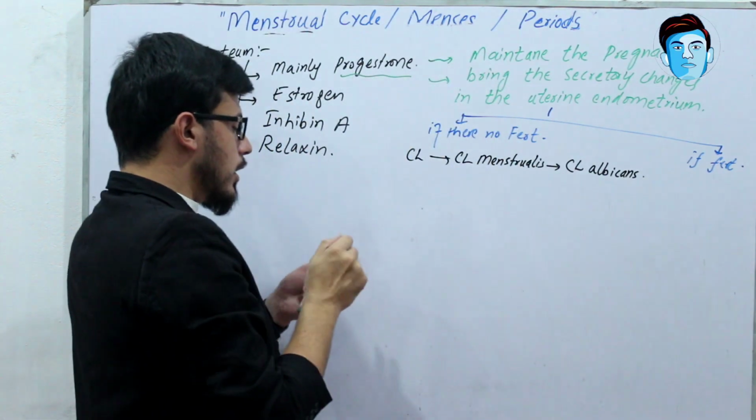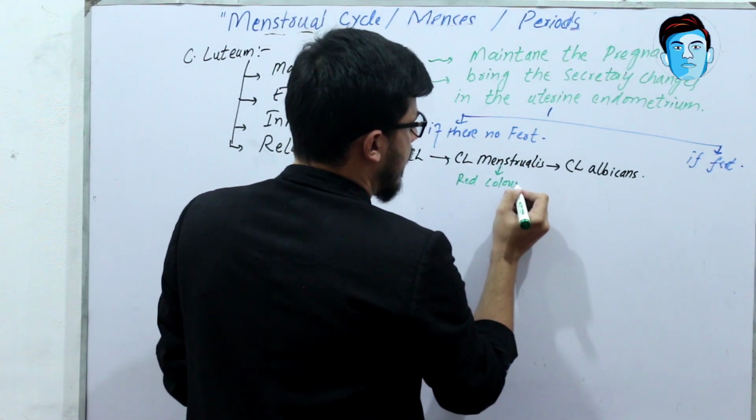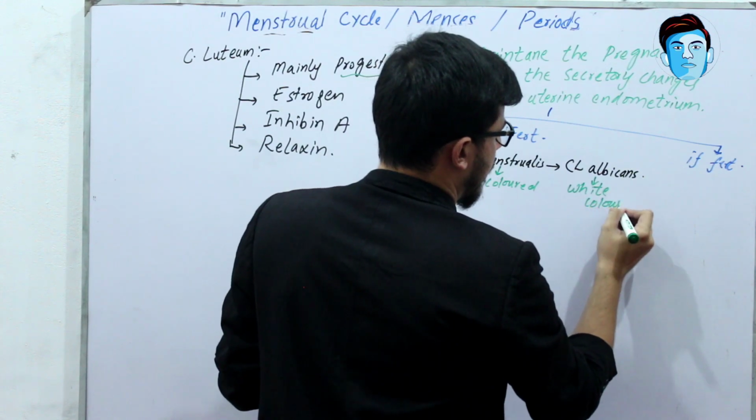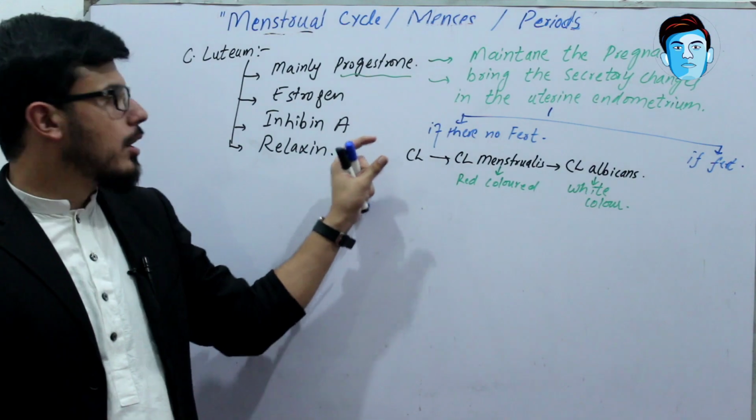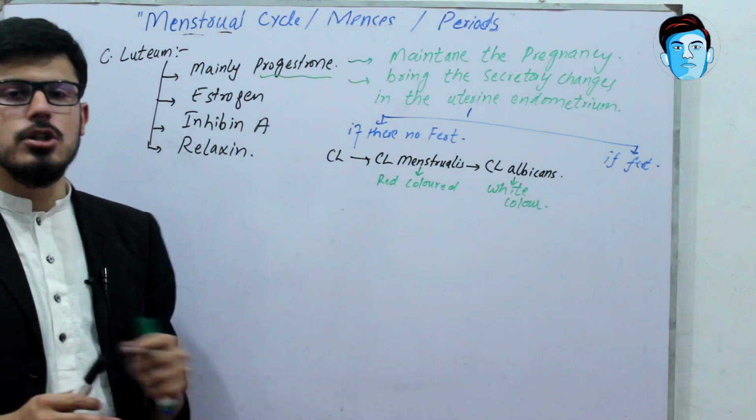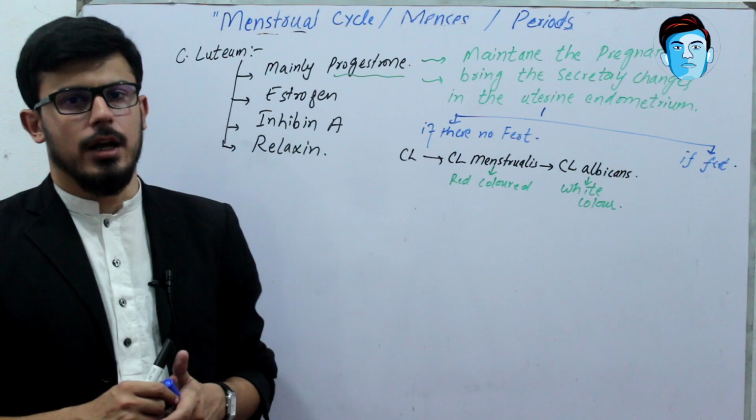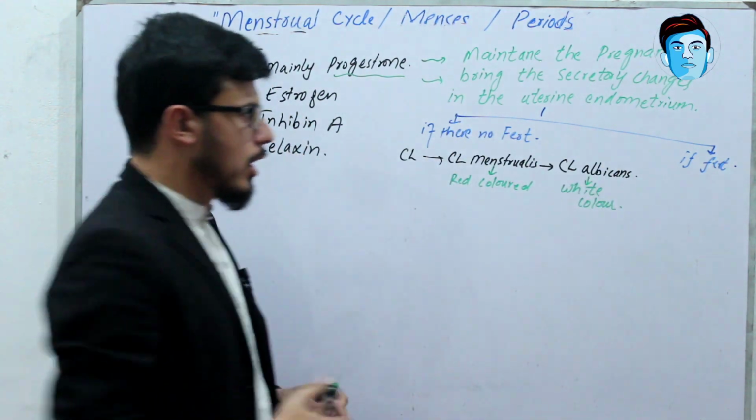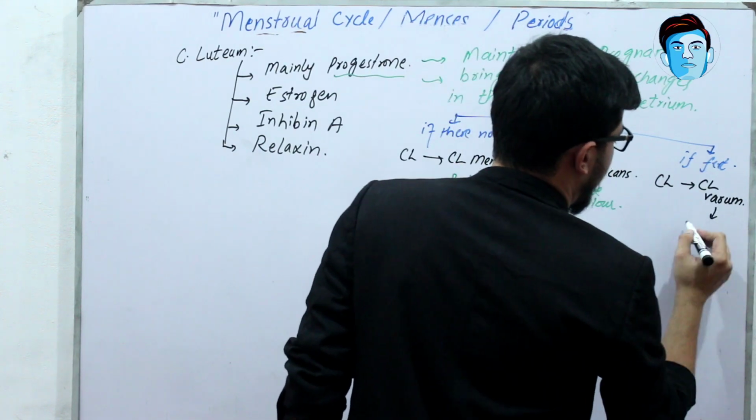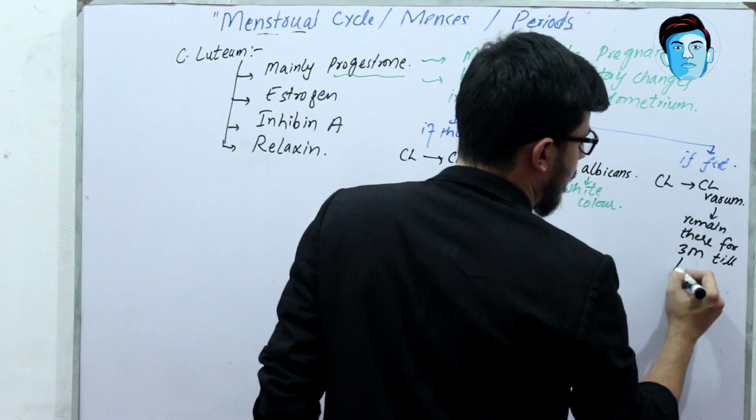Now corpus luteum menstrualis is a red color body, while corpus luteum albicans is a white color body. And if there is fertilization, it converts into corpus luteum verum, and this corpus luteum verum remains there for 3 months till the placenta develops.